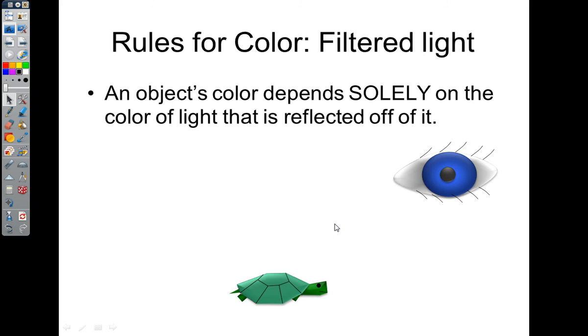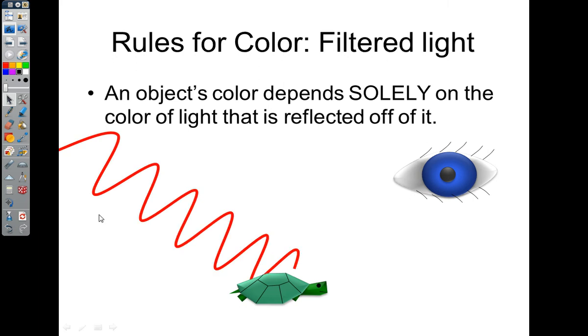Okay, so let's talk about filtered light. Our turtle's back again for more. Do you have a name for the turtle? Timmy. So what happens if we shine red filtered light on our green turtle? He eats it. Yep. What do we get? What happens? What's reflected? Nothing. Everything but red. Everything's reflected.